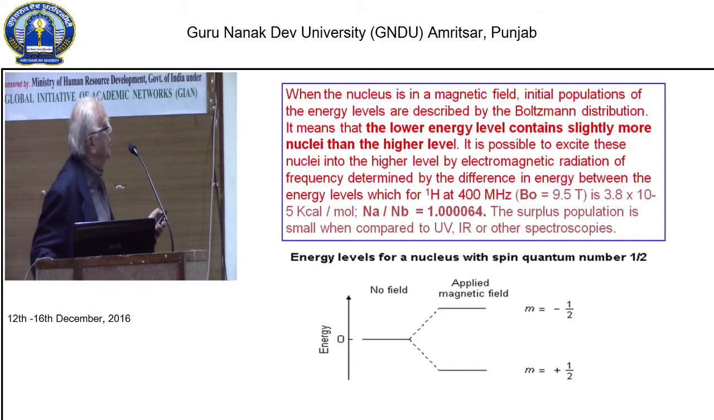So now the NMR surplus population is small when compared to the total, and we apply the specific frequency which shifts them from the lower state.